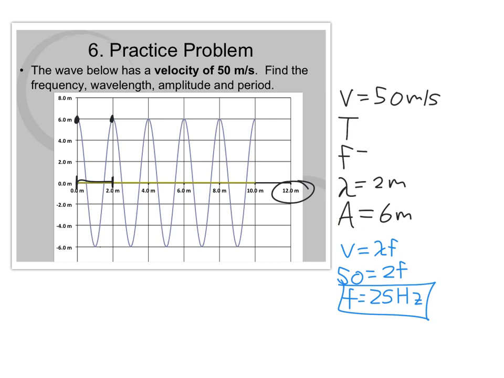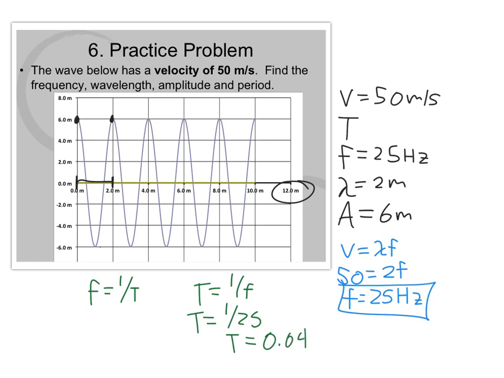And now that we know that frequency, we can also calculate our period. In order to do that, the period is just 1 over the frequency. Remember, we can either say period is 1 over frequency or frequency is 1 over period. They're the same equation. So I'll say that my period here is just 1 divided by 25, which means my period is 0.04 seconds. And there we have it, all the characteristics of that wave that we wanted to find.